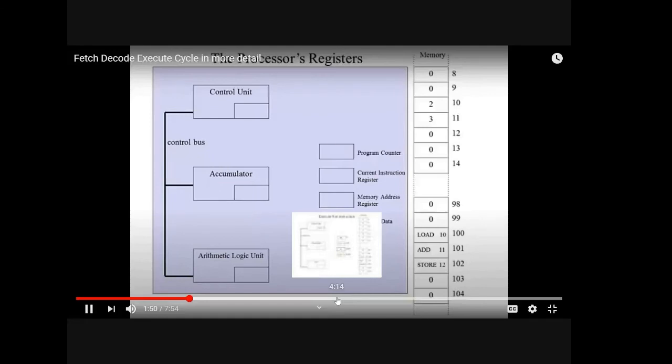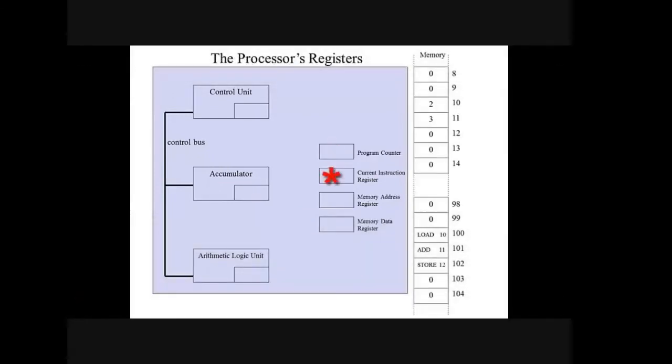We've also got some other registers: the program counter, the current instruction register, the memory address register and the memory data register. And we're going to take a look at how these different registers cooperate to run the program. You can see on the right hand side I've got the memory, and the program has already been stored in memory.